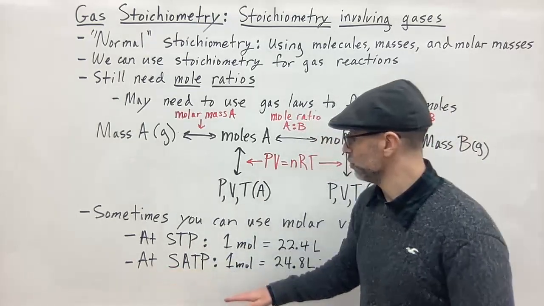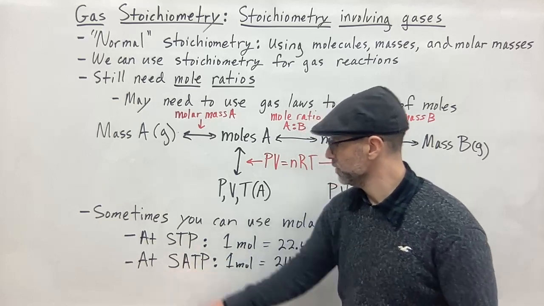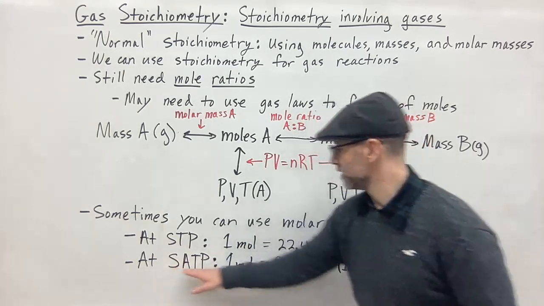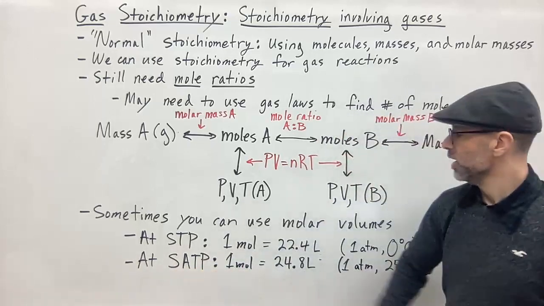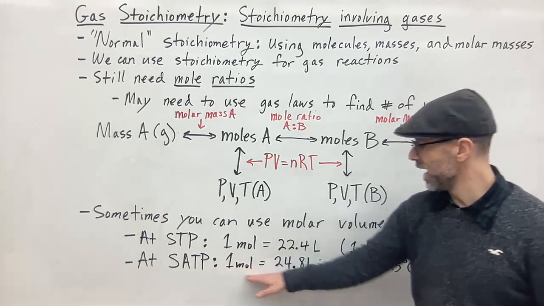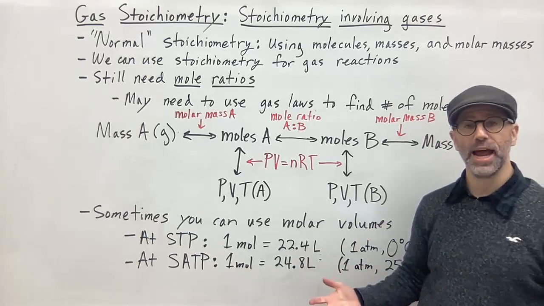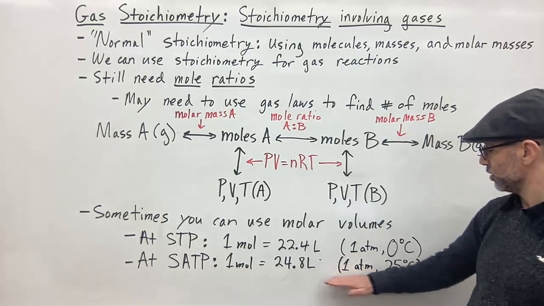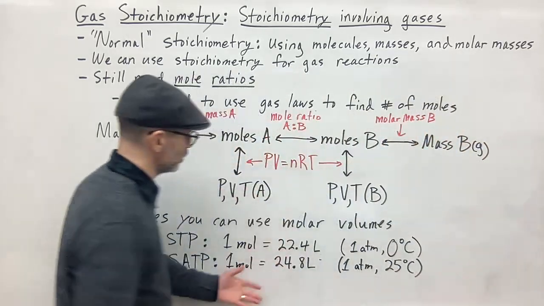Now, you could also use SATP, which is the standard ambient temperature and pressure. Standard ambient temperature is 25 degrees Celsius, and then standard pressure. So under standard ambient temperature and pressure, 1 mole of a gas is equal to 24.8 liters. You could use that as a conversion factor to convert between volume of your gas and moles. Again, that's under the conditions of 1 atmosphere and 25 degrees Celsius. And so you could use those to convert to moles.